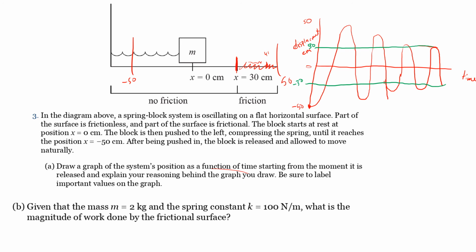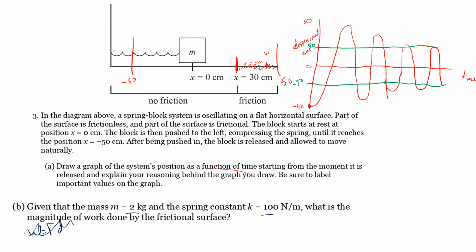Okay. So given that the mass is 2 kilograms and the spring constant is 100, what's the magnitude of work done? Now, I know what you want to do. You're thinking, oh, it's easy. Work is equal to force times distance. But here's the problem. The force is going to be changing depending on the distance, because as it moves up, the force changes because of the spring. So you don't want to do it that way. You want to use a different work formula.